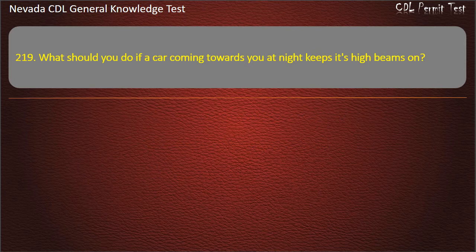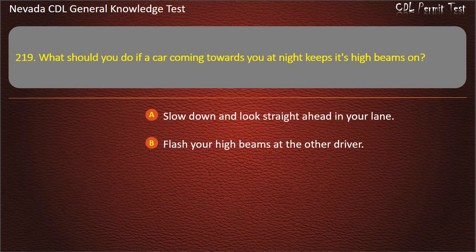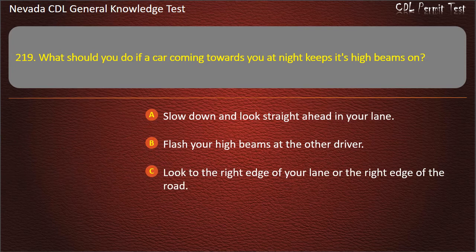Question 219. What should you do if a car coming towards you at night keeps its high beams on? Slow down and look straight ahead in your lane. Flash your high beams at the other driver. Look to the right edge of your lane or the right edge of the road. Answer. Look to the right edge of your lane or the right edge of the road.